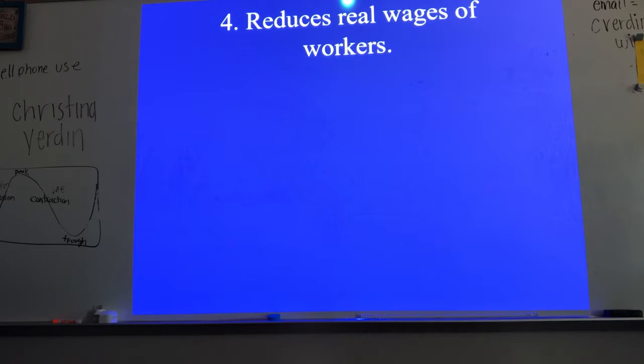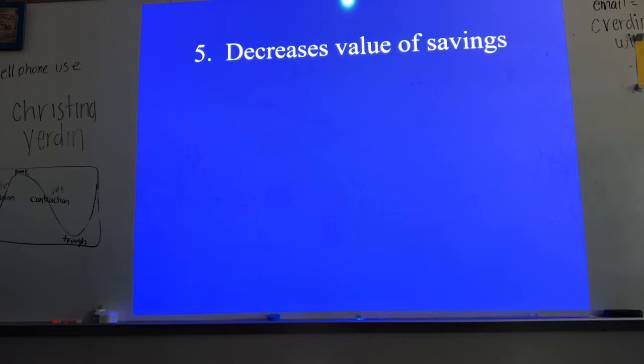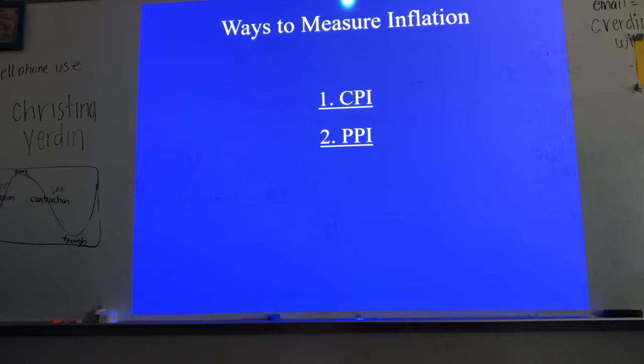Your real wages of workers decrease, and so when inflation occurs, you can't buy as much, right? So what do you ask for? A raise. A raise, because your real wages went down. There's a decrease in savings because as inflation occurs, you're now being pinched and you're having to dip into your savings. There's two ways we'll measure inflation. One is CPI, which we'll use in this course. The other one, PPI, they use that in micro, so we don't have to worry about that.